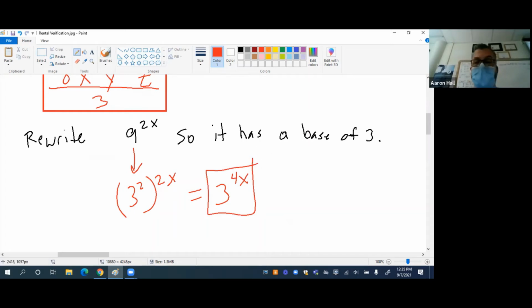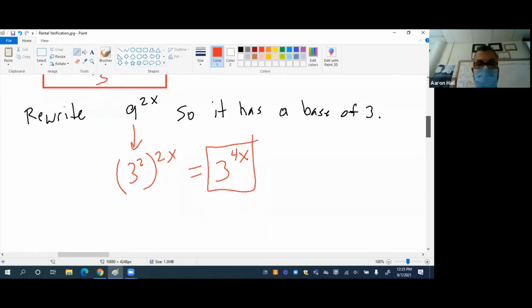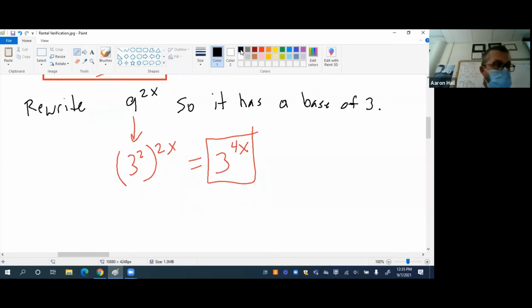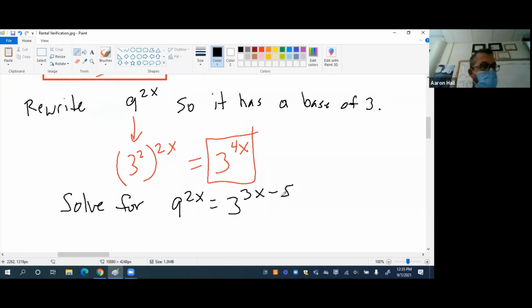All right. Using that information that Thomas helped us find, can I solve for, that's a sloppy 4, let me just try to clean that up a little bit. I want to solve 9 to the power of 2x equals 3 to the power of 3x minus 5.